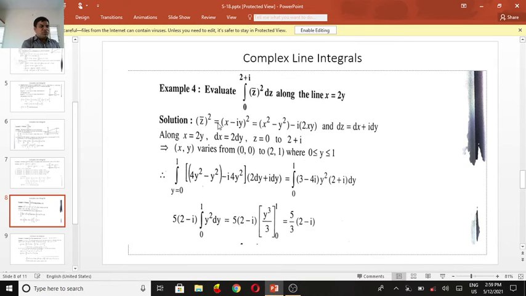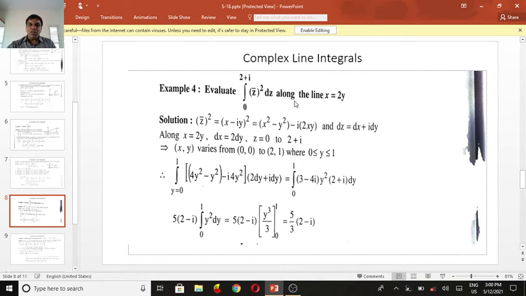First, the given integrand is the conjugate of z squared. What is the conjugate? If z is equal to x plus iy, the conjugate of z is x minus iy. Squaring, we get x square minus y square minus i times 2xy. And the derivative dz is equal to dx plus i dy.